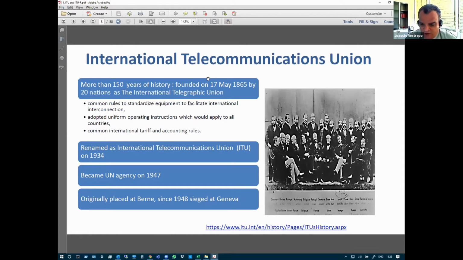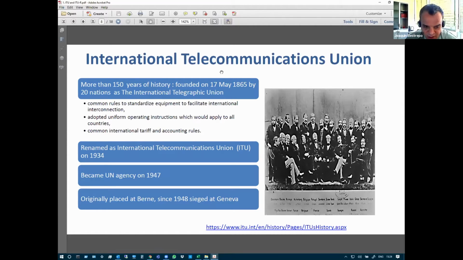ITU is not the oldest, because that could be a little misinterpreted, it is the eldest of the international organizations. We were created in 1865, specifically on 17 May. That's the reason why on 17 May we celebrate the Universal Day of ICT, before Telecommunication Day, now ICT Day. It was created by 20 nations as the International Telegraphic Union. And during all this time, we have evolved.